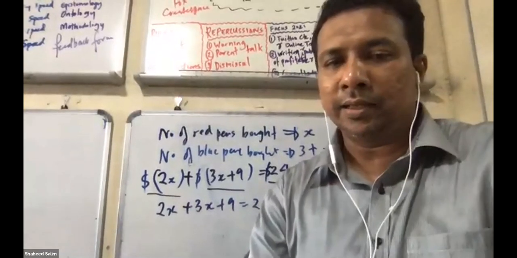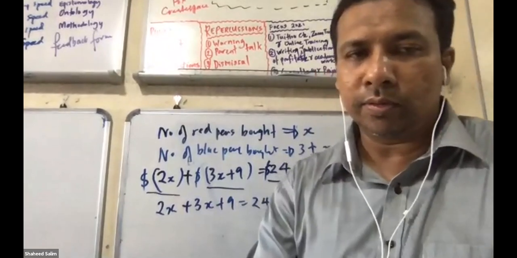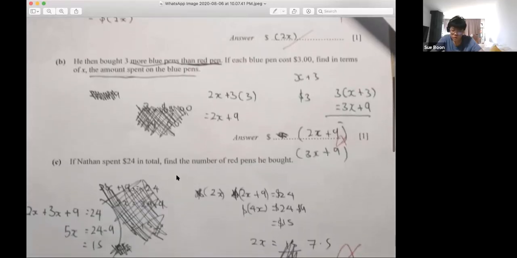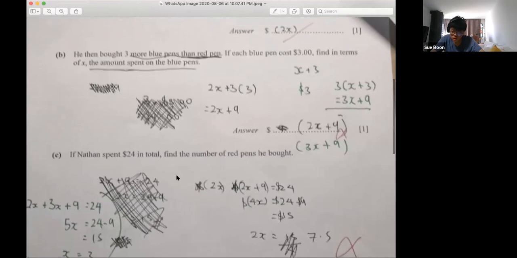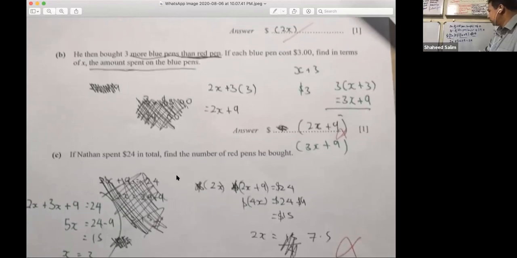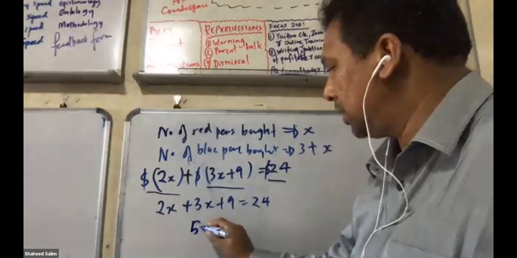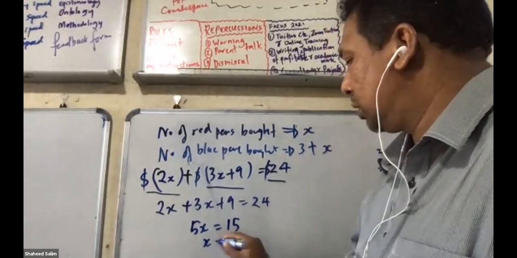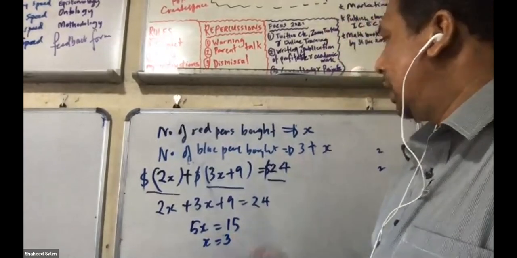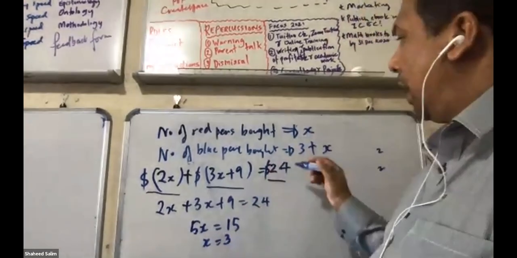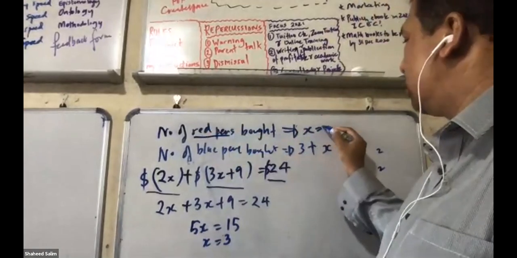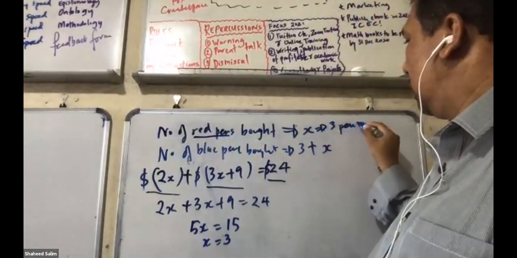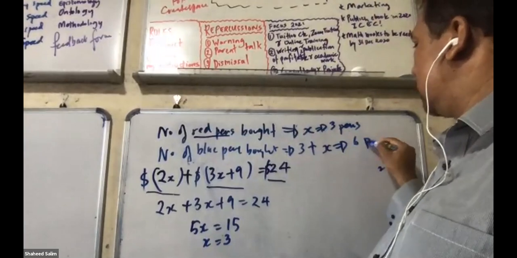Okay, let us see. 5X equals 15. Okay, 5X equals 15. So, okay, we see. 5X equals 15. X equals 3. So that means, how many red pens did he buy? He bought 3 pens. Then blue pens, 6 pens.